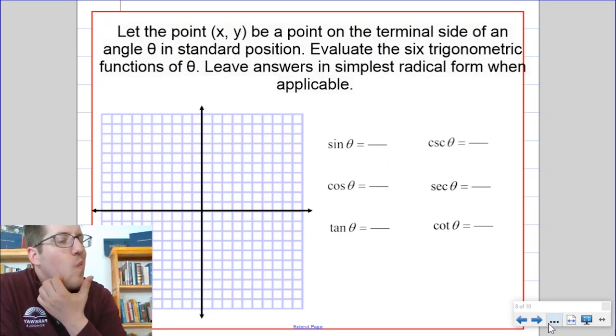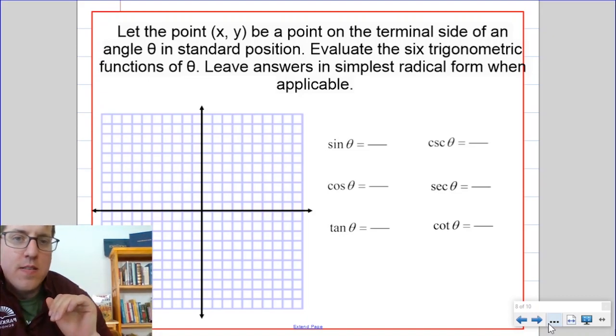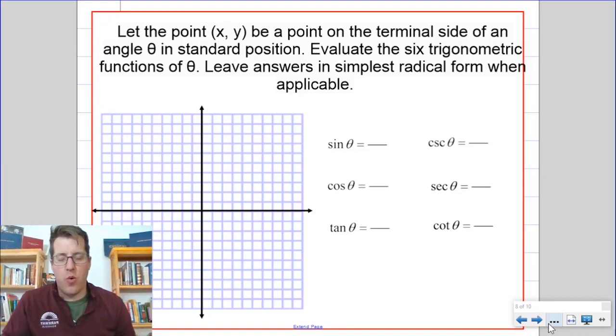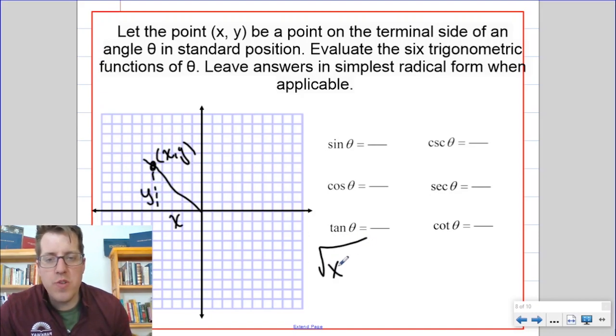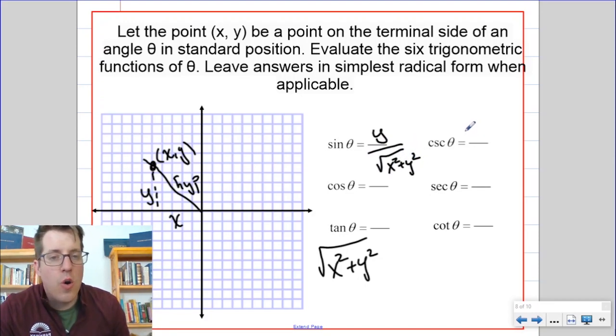Cool. So we can generalize this out to any xy coordinate. So if I place a random point, x comma y, the hypotenuse is going to be the square root of x squared plus y squared. Think about the Pythagorean theorem. Here's the hypotenuse. So our sine is going to be y over the square root of x squared plus y squared. And the cosecant is going to be the reciprocal of that.